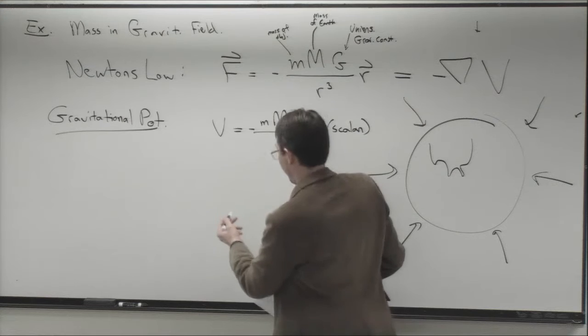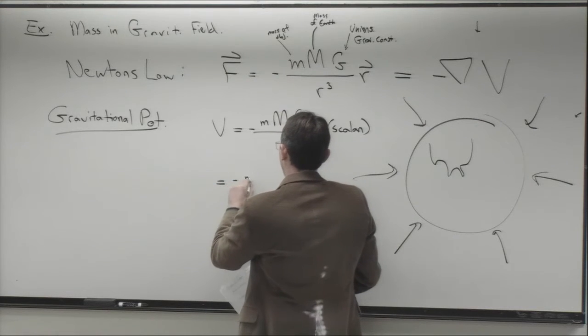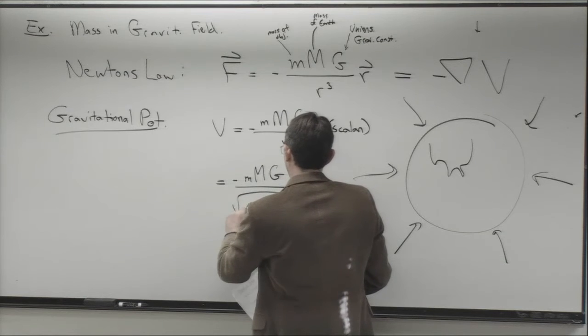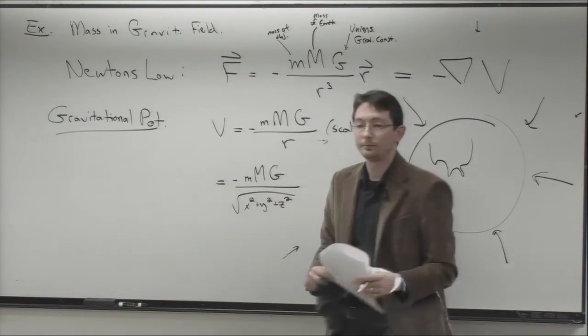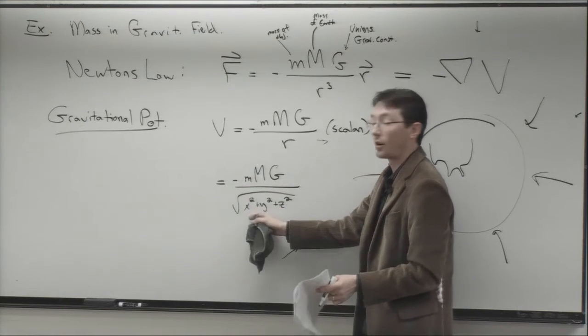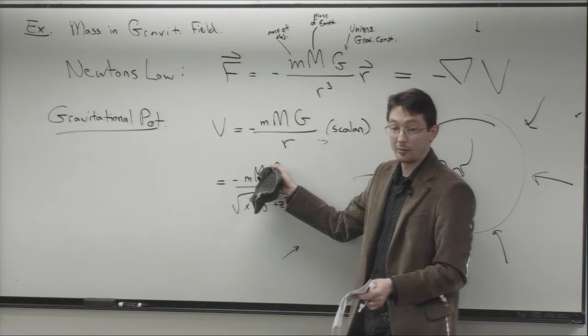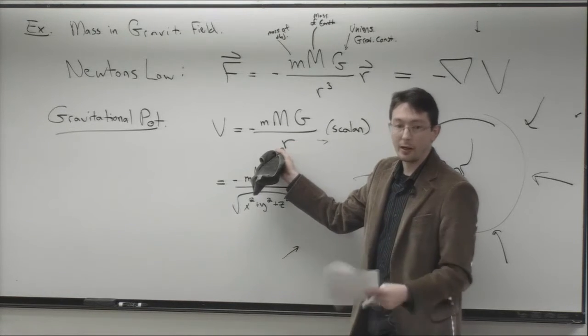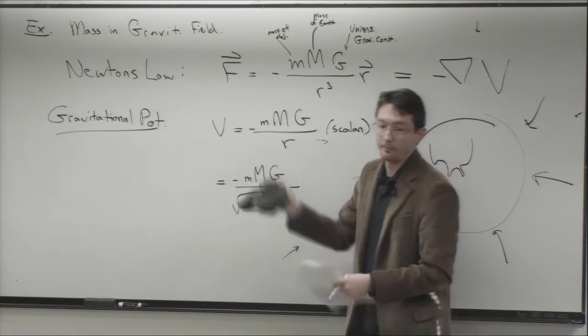I'm going to write my radius like this. I'm going to say it's minus m times big M g over the square root of x squared plus y squared plus z squared. So I'm making life way more difficult for myself by choosing Cartesian coordinates for something that should definitely be written in spherical coordinates. But we'll talk about spherical gradients later in another lecture.